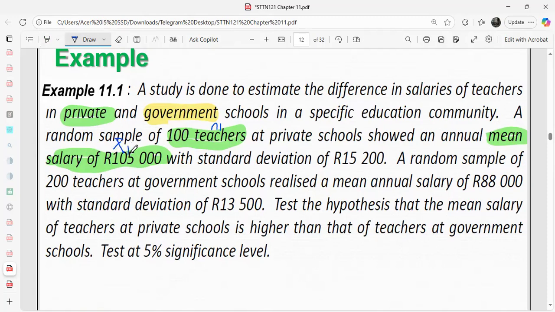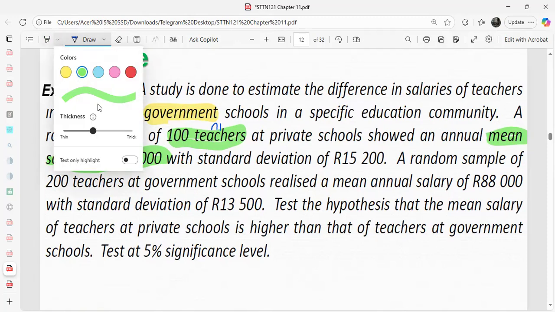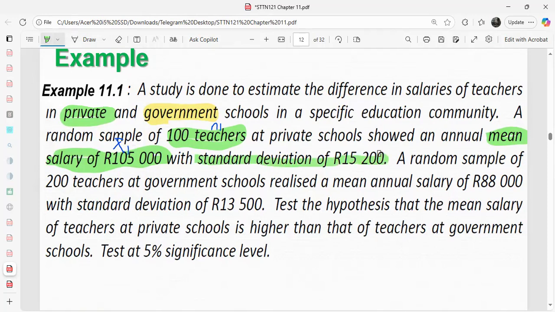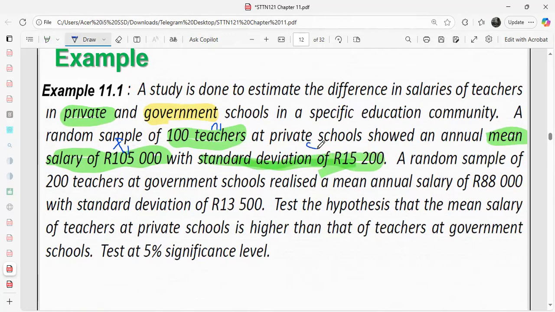X bar 1. And then they say that with the standard deviation of, in this case, 15,200. The standard deviation is equal to 15,200. So this one is S1. Remember, we're comparing two populations, because now it means that the private is population 1, where we're going to have N1, x bar 1, S1.